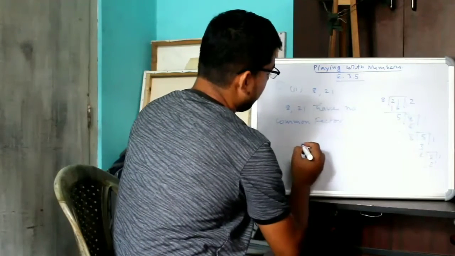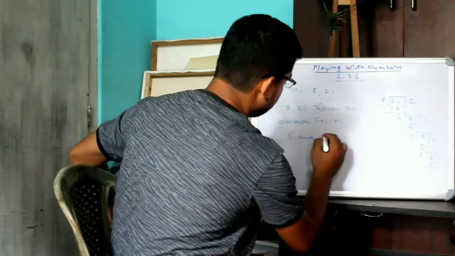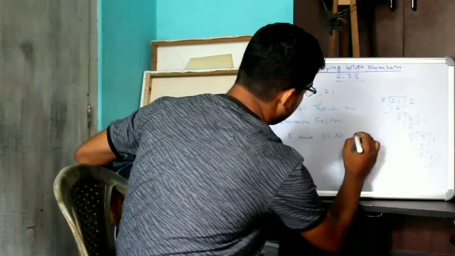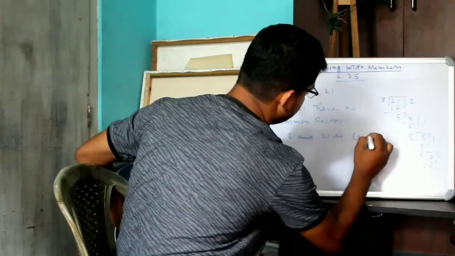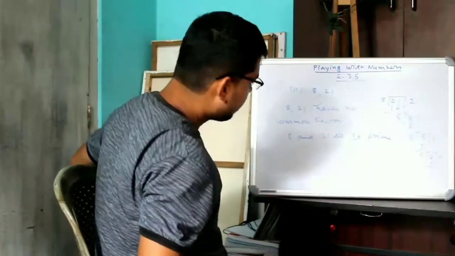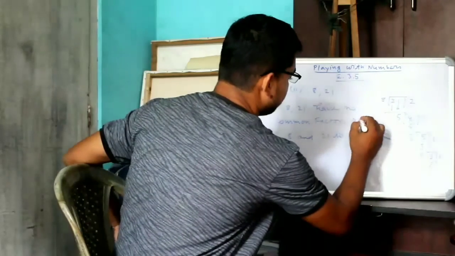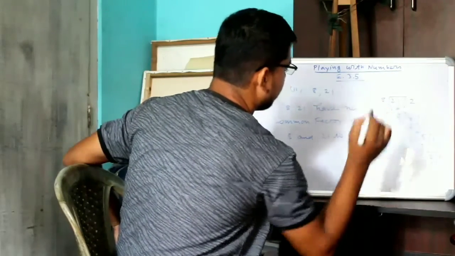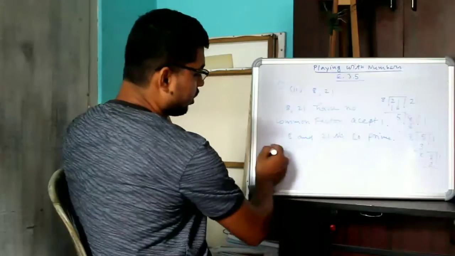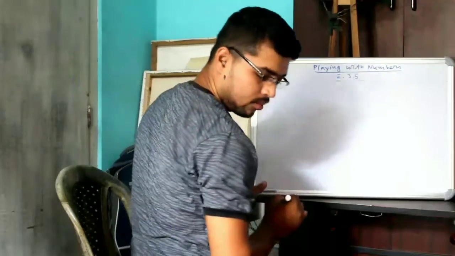So no common factor. So 8 and 21 are co-prime. 8 and 21 have no common factor except 1. So 8 and 21 are co-prime. So by this method you can check.